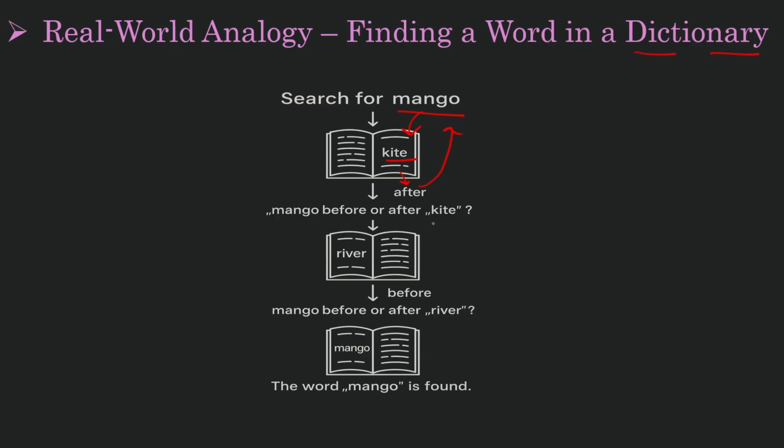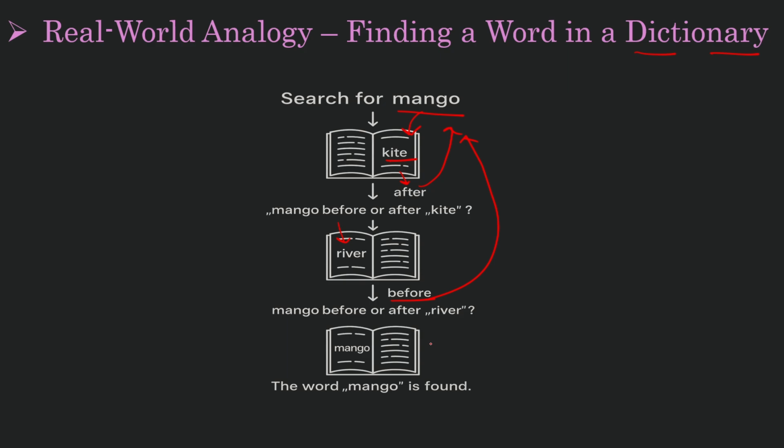Now, you take the second half and open it to the middle, landing on a word like river. Since river comes after mango alphabetically, you know mango must be in the first half of this second half. In other words, between kite and river. You've eliminated another large chunk of the dictionary.